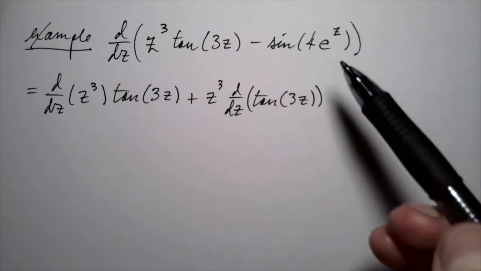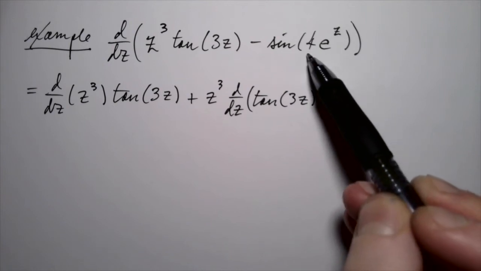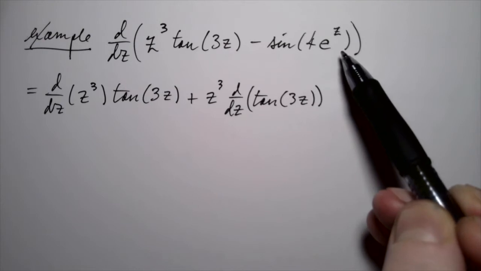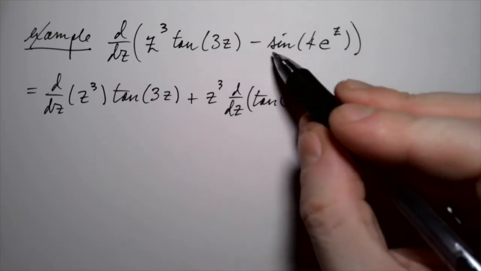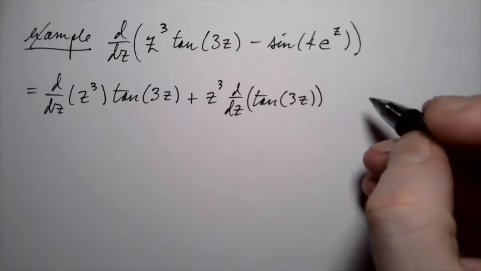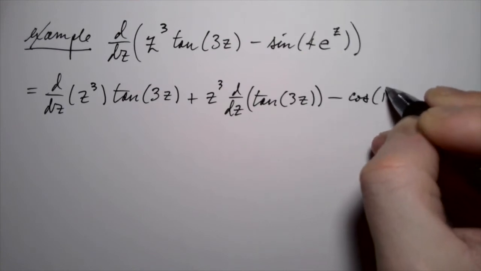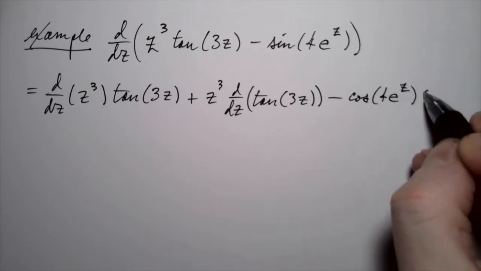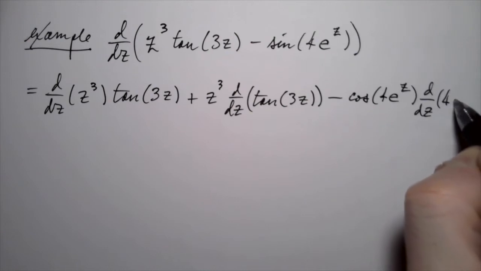Now next up we're going to take the derivative of minus sine 4e to the z. Let's just use 4e to the z as the inside for the chain rule. Okay, so when we do that, we're just going to be taking the derivative of the outside function sine at first. So we'll have minus cosine of the inside function 4e to the z, and then we have to multiply by the derivative of the inside function.